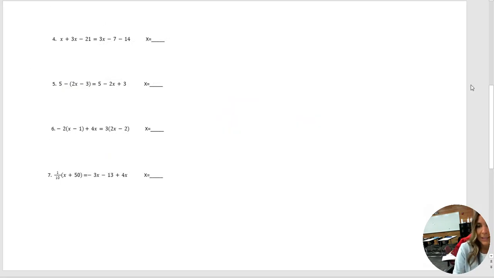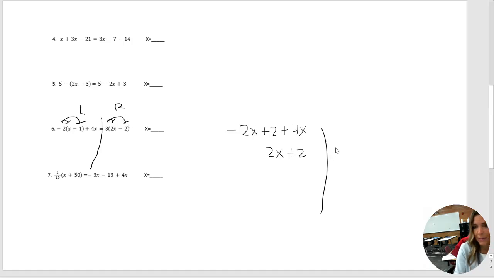Okay, let's keep going. Okay, number 6. First step, distribute, and then combine like terms. So on the left, negative 2 times x is negative 2x. Negative 2 times negative 1 is positive 2. I still have a positive 4x on that left side, right? This is my left side. So now I'm going to combine like terms. So on my left, I end up with 2x plus 2. And then on my right side, right here, I'm going to distribute that 3, which gives me 6x minus 6.